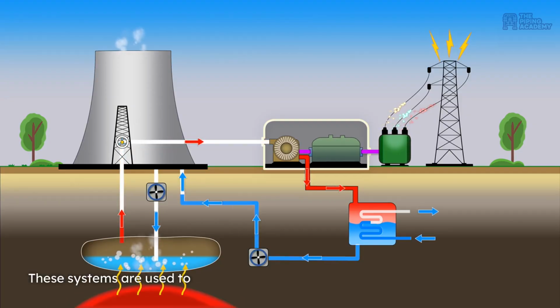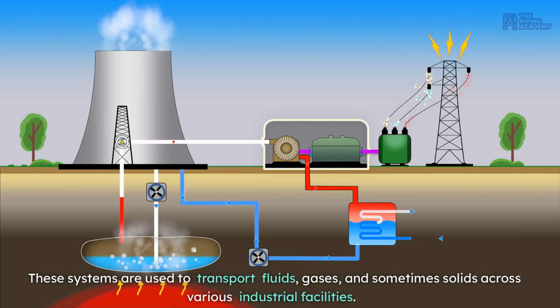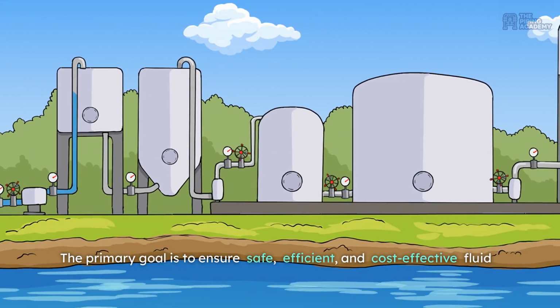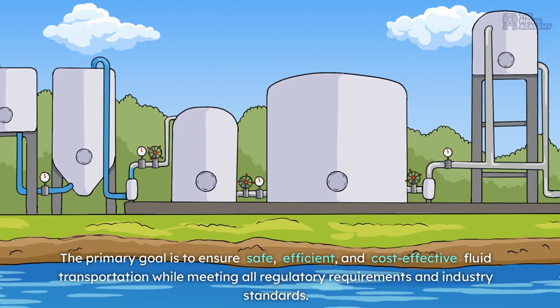These systems are used to transport fluids, gases, and sometimes solids across various industrial facilities. The primary goal is to ensure safe, efficient, and cost-effective fluid transportation while meeting all regulatory requirements and industry standards.